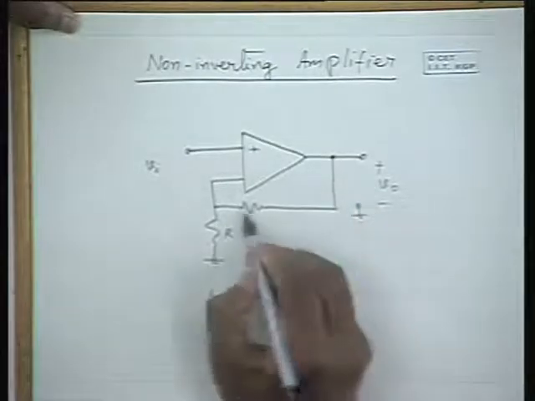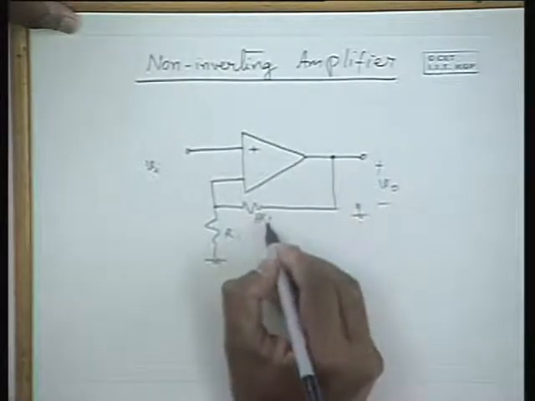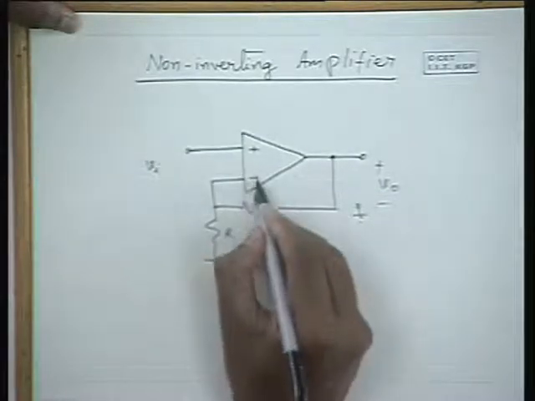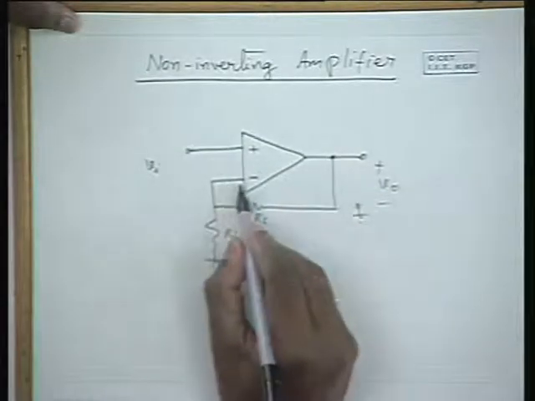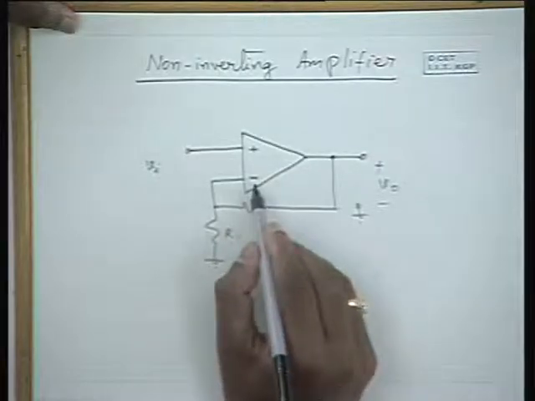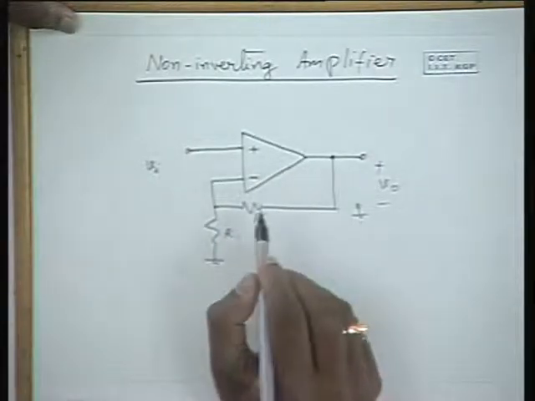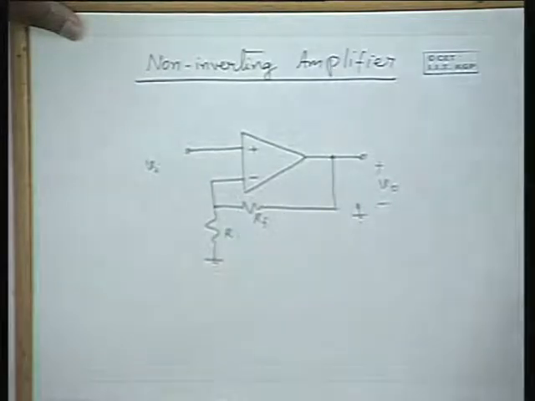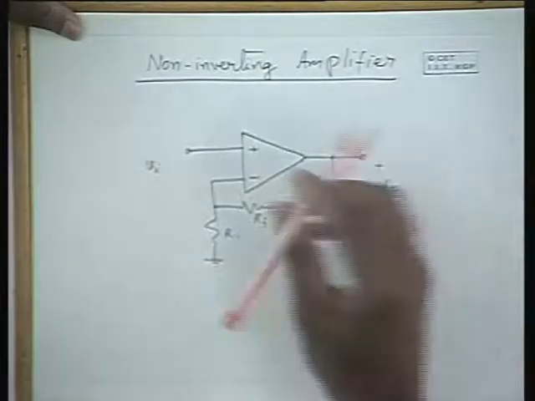Output is fed back through this RF and R1 network to the inverting terminal. Hence, the output is a series feedback, and it is negative feedback, and input is applied here. Now, let us analyze the circuit.